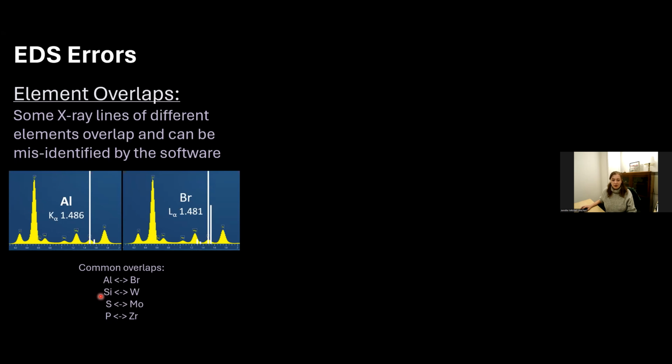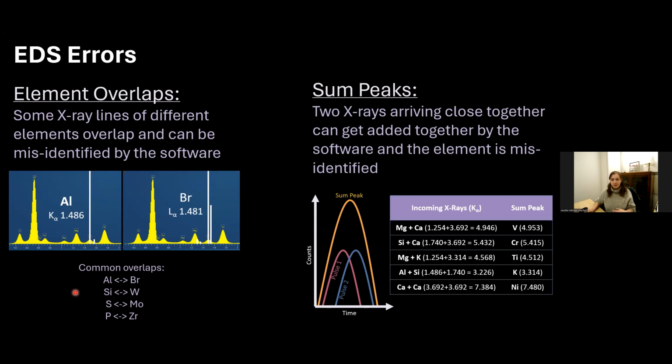And you'll also find common ones like silicon and tungsten, and phosphorus and zirconium are also really common overlaps. You can sort that out yourself. If you know your samples quite well, you can tell the software exactly, okay, well, it's not going to be this element, it's going to be this one, and then you recalculate. But this gets a little bit trickier if you don't know your sample, you don't know what's in there, and if you've got lots of heavy phases, it'd be quite difficult to tell them apart in the backscatter.